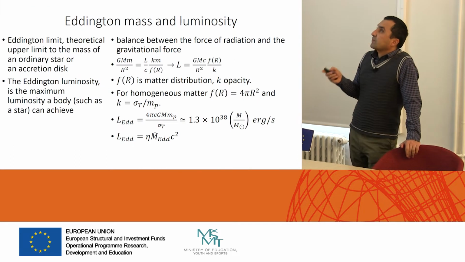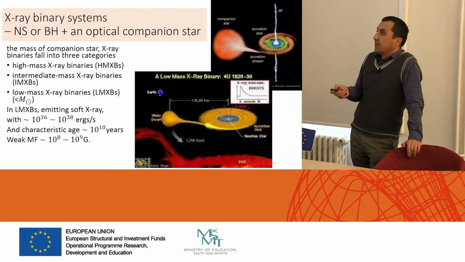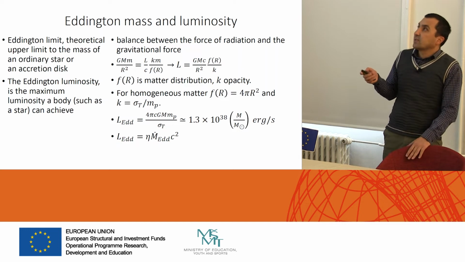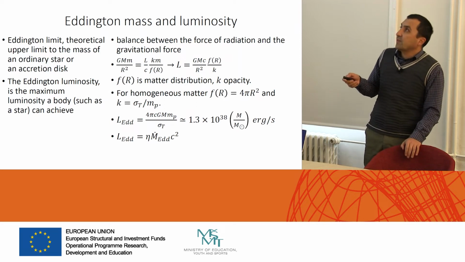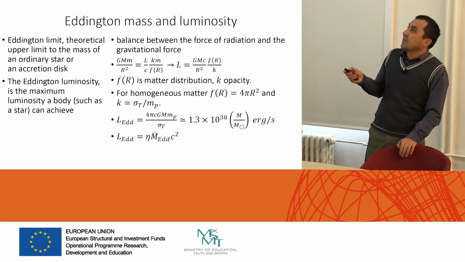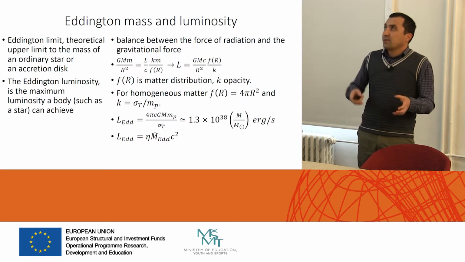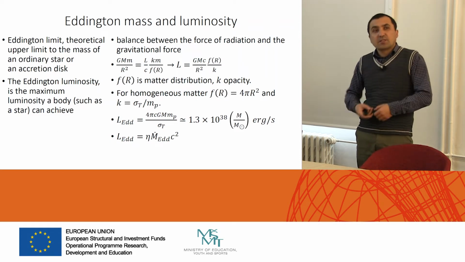Actually, this is the luminosity of the accretion disk, and we will compare it with the Eddington luminosity. What is the physics of the Eddington mass or Eddington luminosity? This is a limit for the luminosity which an ordinary star or accretion disk can radiate.